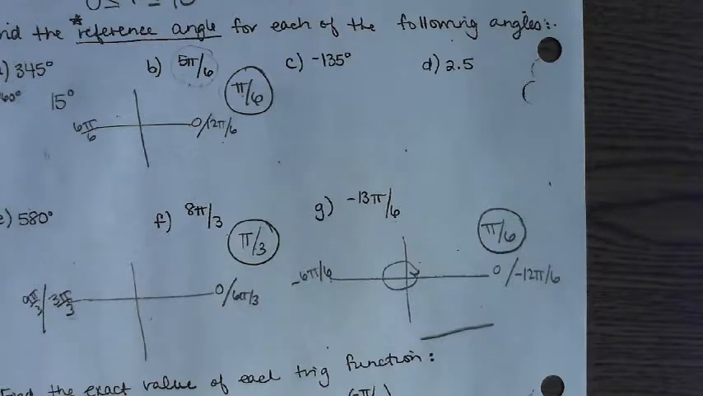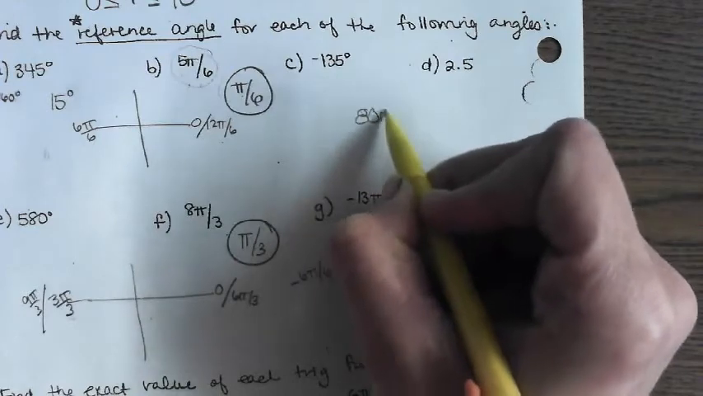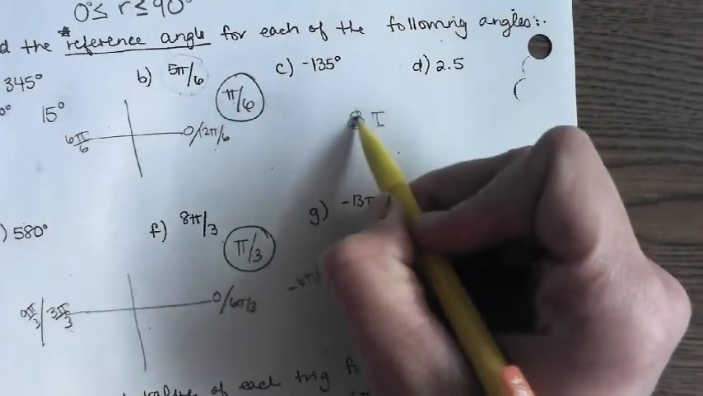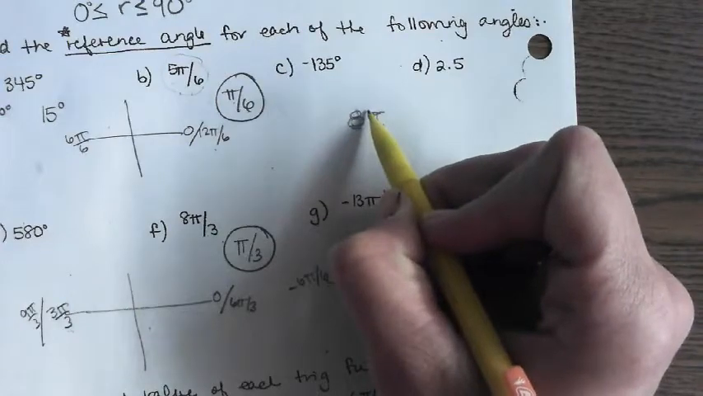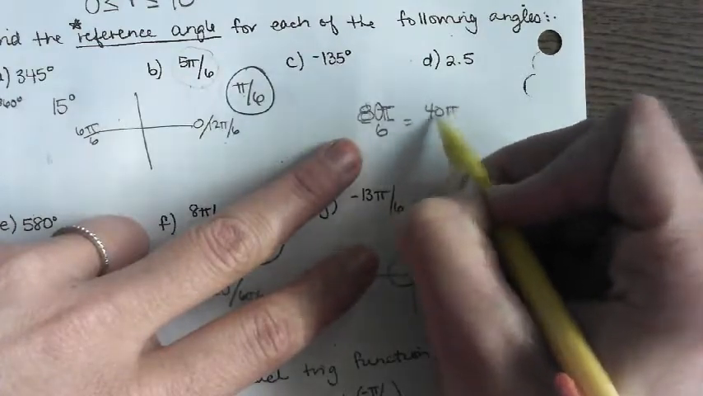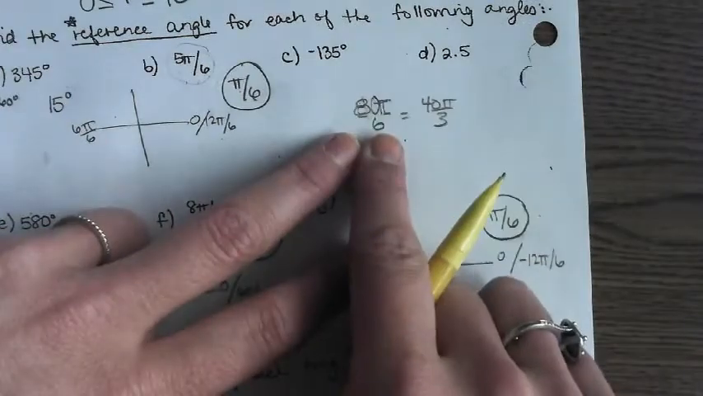If someone gives you 1,003 pi over 2, it's just pi over 2. Okay? As long as the fraction can't be reduced. Like if someone gives you, 80 pi over... trying to think of one that will reduce into another. Let's just pretend I get 80 pi over 6. That's going to reduce to 40 pi over 3. Yes? So the reference angle is pi over 3, not pi over 6.